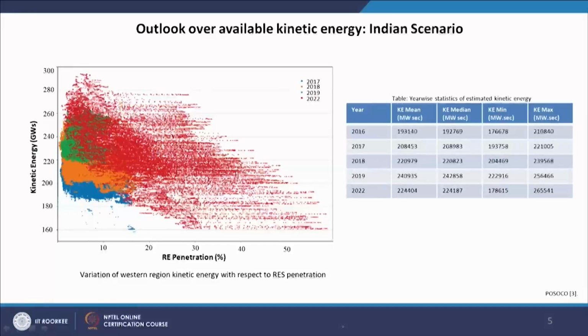Now, when you look into the kinetic energy available to us, especially in the Indian scenario, you could see that the renewable energy penetration in percentage keeps on increasing. These are the years 17, 18, 19, 20, 22, and we are proceeding very seriously. The available kinetic energy also keeps on decreasing. From 16, 17, 18, 19, 20, 22, you can see the kinetic energy mean, median, minimum and maximum. So, this is the year-wise statistic of estimated kinetic energy.